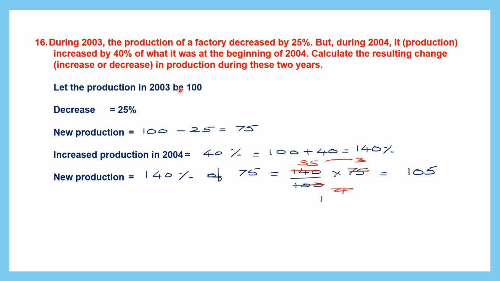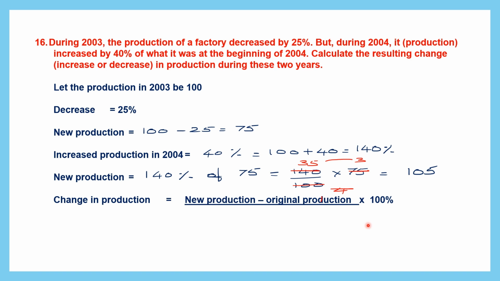Initially it was 100, then it decreased and became 75, then it increased and became 105. From this itself you can see this is more than the original, because we've been asked to find whether it was an increase or decrease. From this you can make out it is an increase, because it is 105 here and it's 100 here. Now we have to calculate the change.